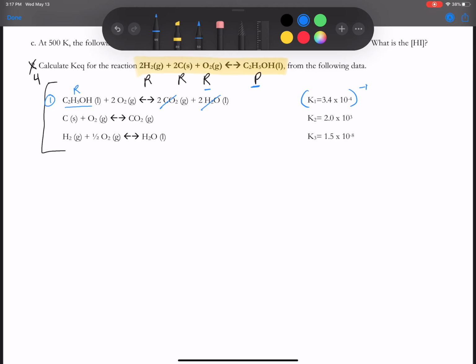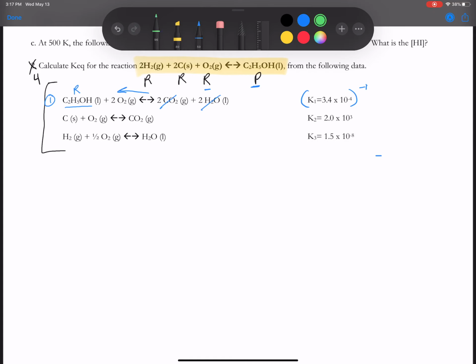Here's what I mean by the flip. I'm going to have to take this equation and turn it around in this direction so that my C2H5OH is no longer a reactant but is a product. If I just notice that I rewrote it as a product in my brand new equation, then I don't have to physically rewrite it out, but I'll walk you through that step in a moment. So that's all I need to do here for data number 1.